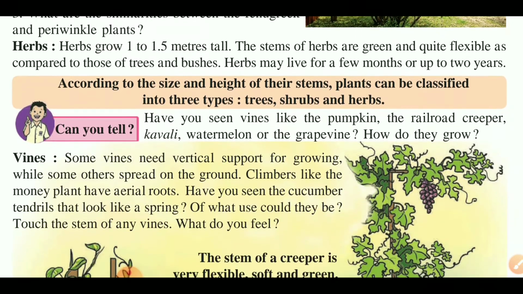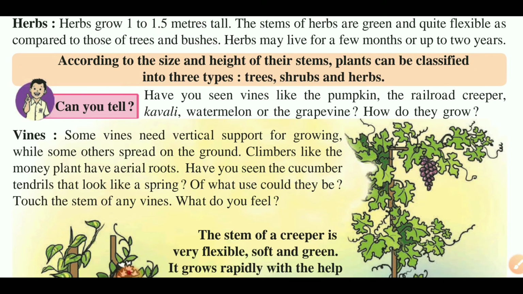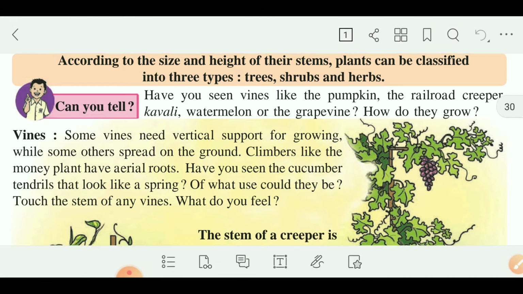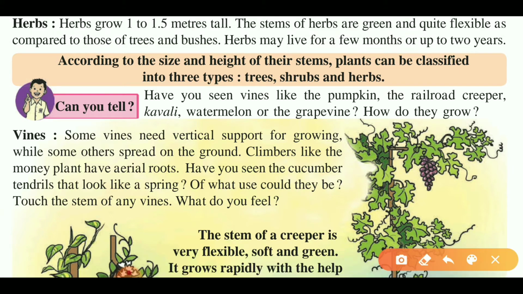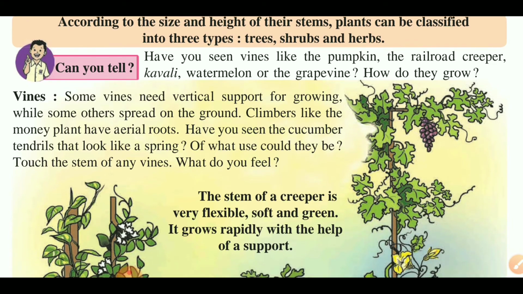According to the size and height of the stem, plants can be classified into three types. What are you learning here? These plants are classified into three types: shrubs, trees, and herbs. Have you seen vines like pumpkin, railroad creeper, watermelon, or grapevine? How do they grow? Everybody knows about watermelon, pumpkin, and grapes.